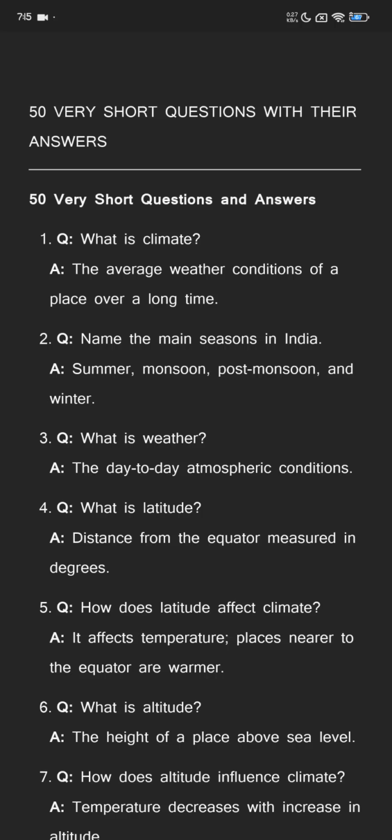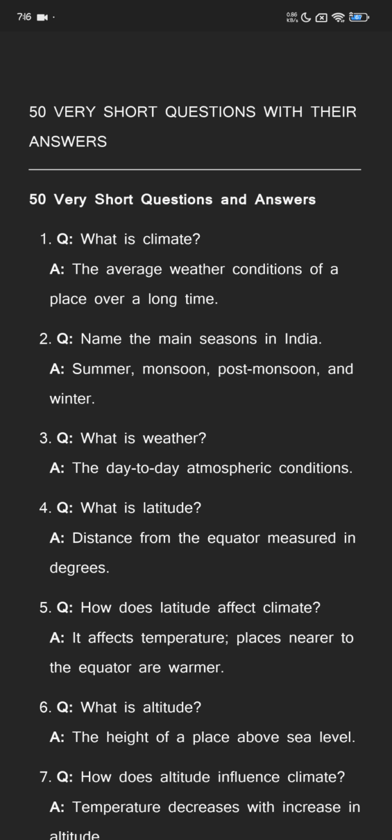Climates of India. Very short questions and answers. What is climate? The average weather conditions of a place over a long period of time. Name the main seasons of India: summer, monsoon, post monsoon, and winter. What is weather? The day to day atmospheric conditions.